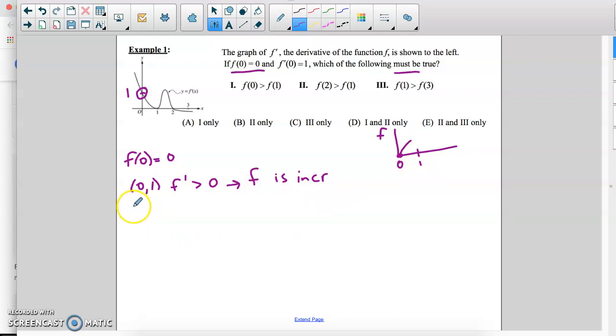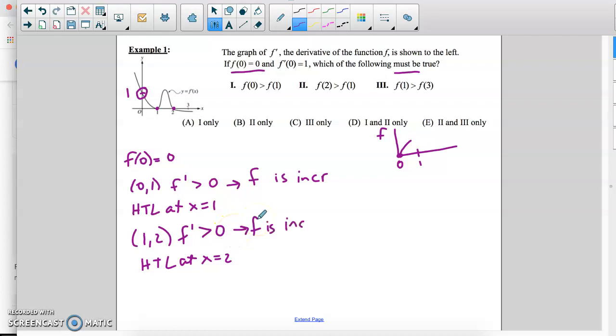And then at 1, we have a horizontal tangent line at 1, because the graph of f prime equals 0. And then between 1 and 2, which is our next horizontal tangent line, because it's the next place that f prime equals 0, between 1 and 2, the graph of f prime is still above 0. It's above the x-axis, so it's positive. So we know f is increasing again. So our graph of f flattens out at 1, but then increases again after 1. So it's got a horizontal tangent line at 1, and then goes up to 2, and then it's got another horizontal tangent line at 2.